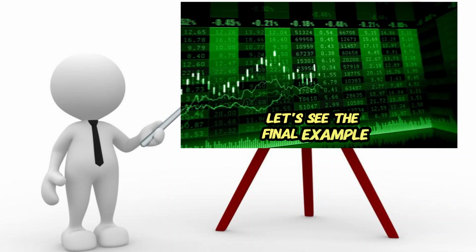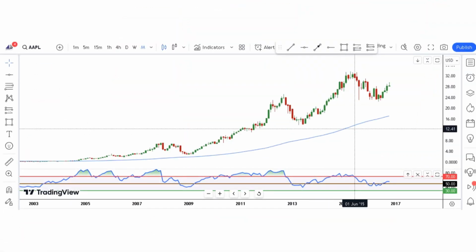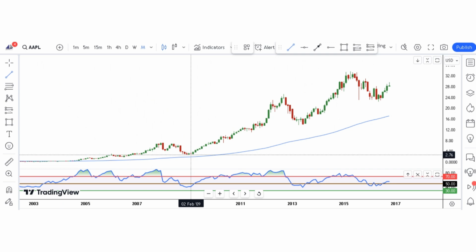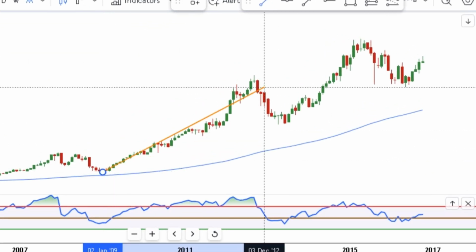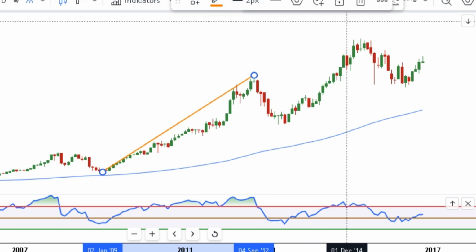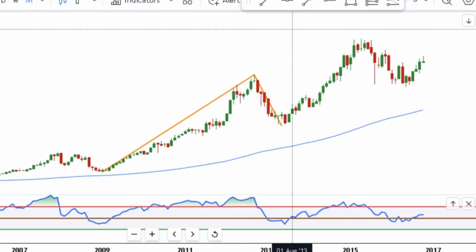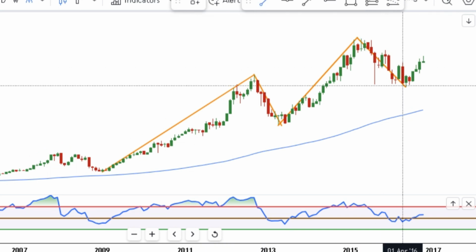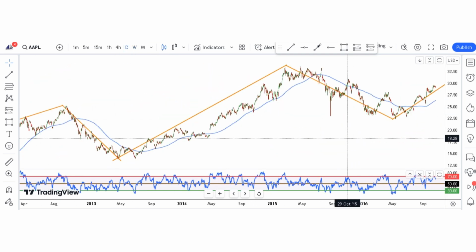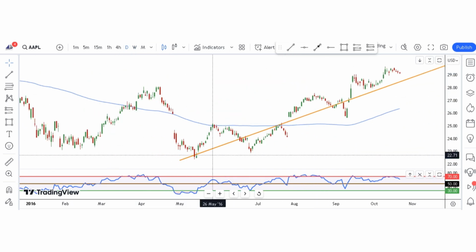Let's see the final example. To determine the overall trend direction, we rely on a 100-day simple moving average and identify significant highs and lows on the chart. Examining Apple's monthly chart, we observe the price positioned above the 100-day SMA, accompanied by the formation of new higher highs and higher lows. Confirming this uptrend, we check the weekly time frame where we confirm the bullish trend. Transitioning to the daily chart, we might have a potential trade setup.